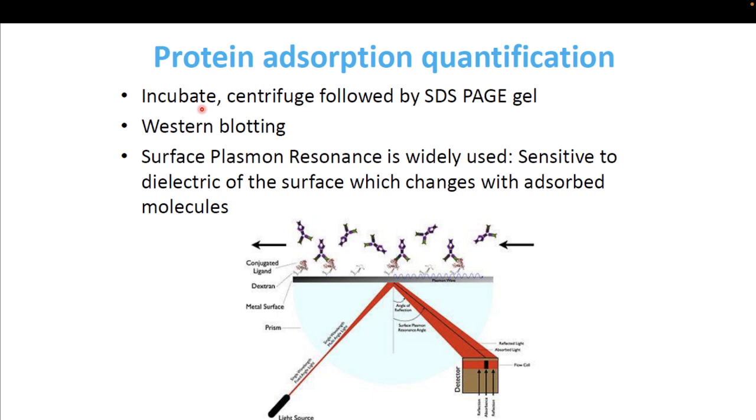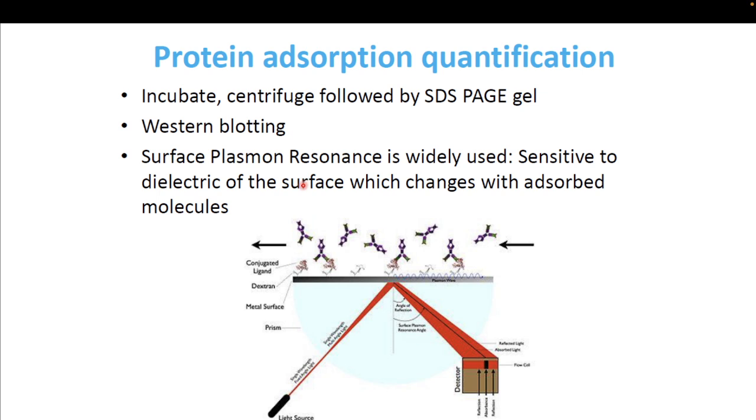Incubate, meaning you just put that material in the presence of this serum and allow it to interact, allow all the proteins to absorb to the surface, and then you centrifuge. You separate out the proteins that have absorbed on the surface, and then you run an SDS-PAGE gel. Once you do that, you can follow it up with the Western blotting technique, and then know what all proteins are there. So you have some standards of proteins of which you know the size, and then you can compare what all proteins you have gotten. That is one method, that is Western blot.